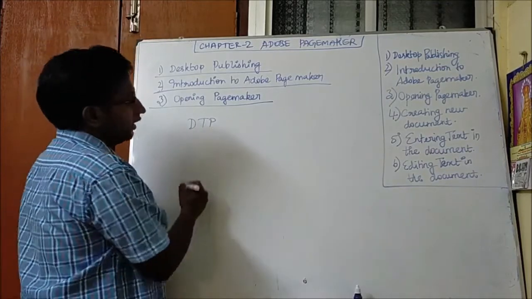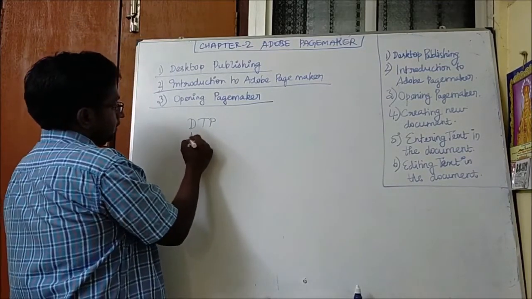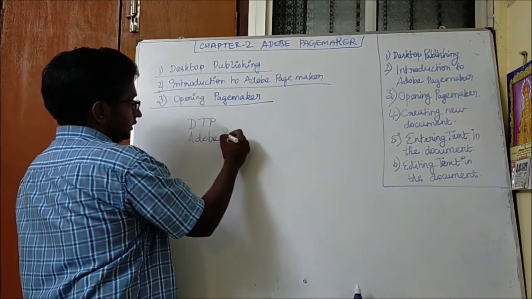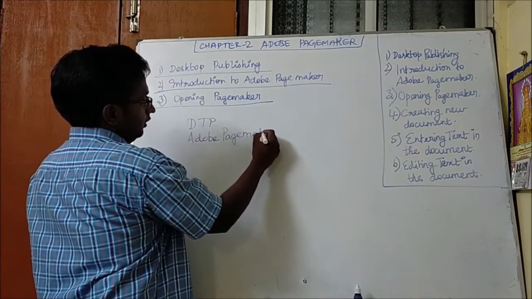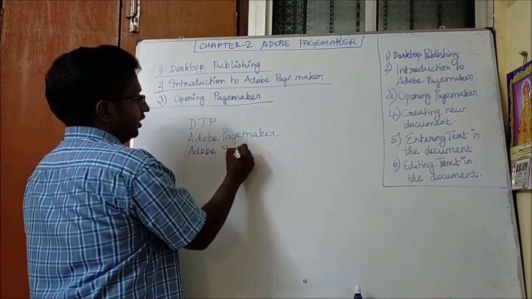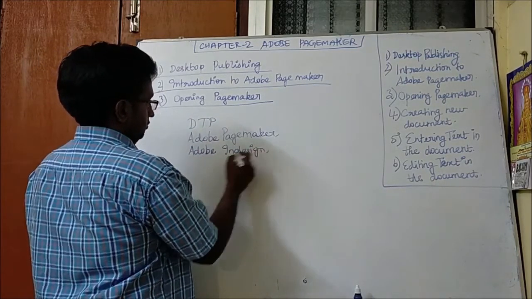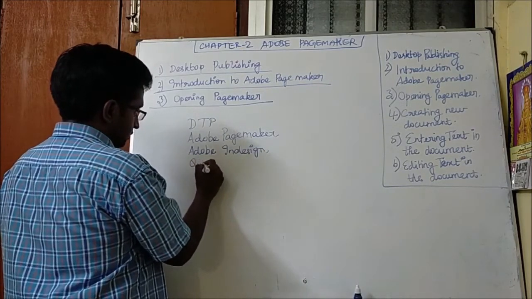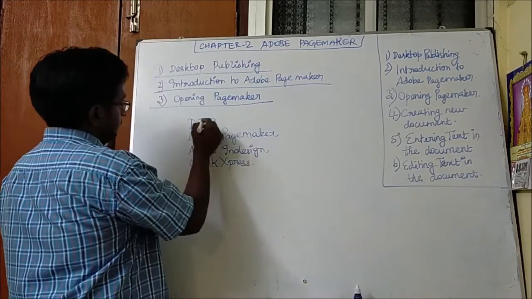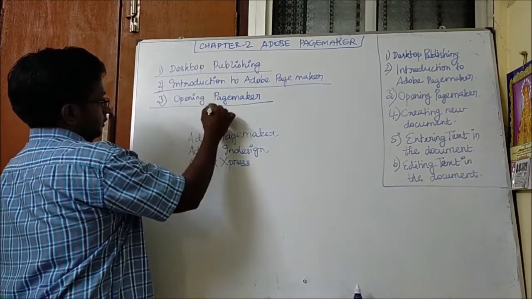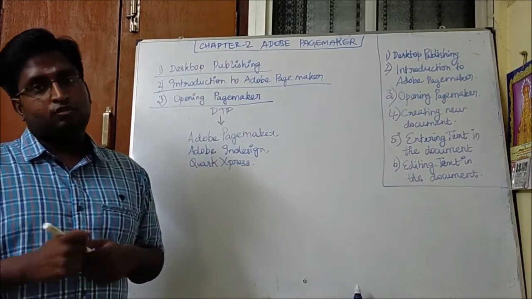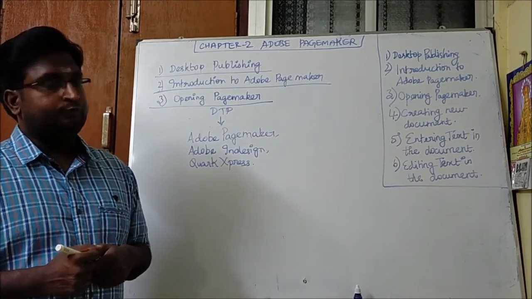So what are the software we have? We have so many desktop publishing softwares, and some of them are Adobe PageMaker, Adobe InDesign, and Quark Express. These are the famous desktop publishing softwares available in the market.